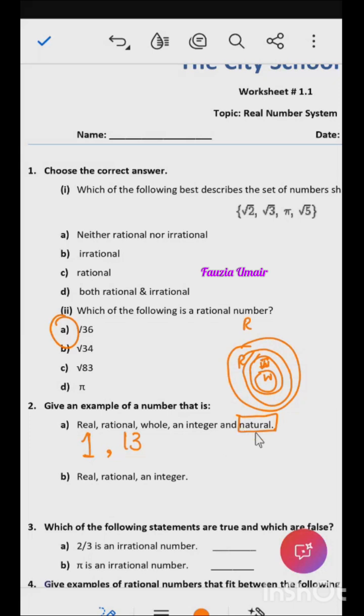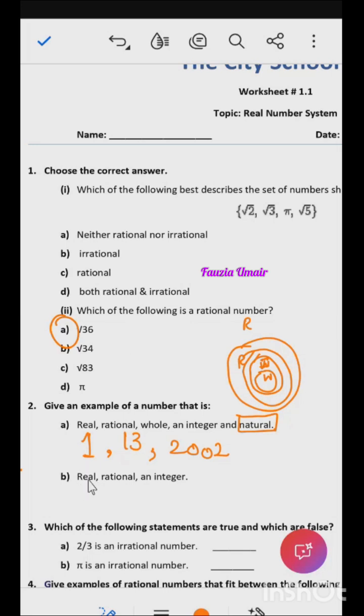Like Hashim has picked 1 from the natural numbers. So any number which is in the natural numbers will be the answer of this question. Hisham told me plus 13, that is also a natural number. So if you pick any number from natural numbers, that will become the answer. Does it make sense? So 2002 is also an answer because the smallest group is natural. If you pick from natural, that will automatically be part of every group.